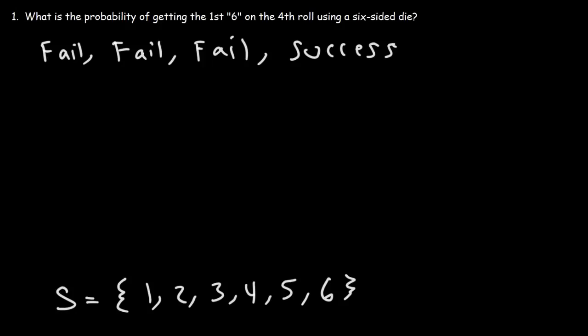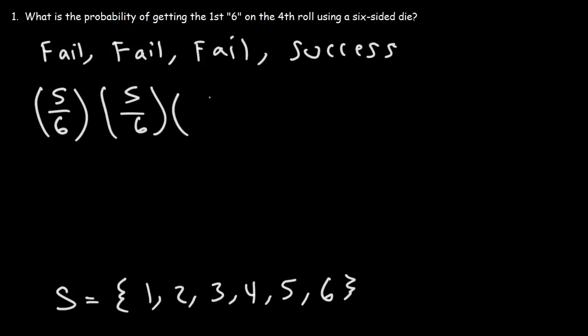The probability of not getting the 6 is, there's 5 numbers that are not 6 out of the 6 possible numbers. So it's 5 out of 6. So that is the probability of not getting a 6 on the 1st try. The probability of not getting a 6 on the 2nd try is 5 out of 6 again. And for the 3rd try, it's the same. Now on the 4th try, we want to get a successful event. We want to get a 6. The probability of getting a 6 is 1 out of 6.